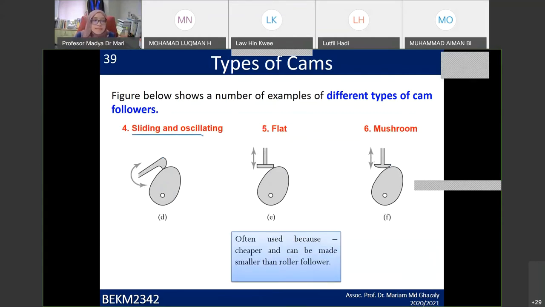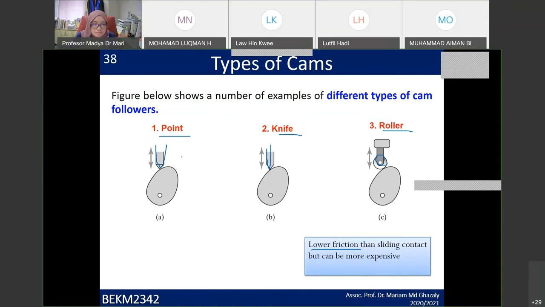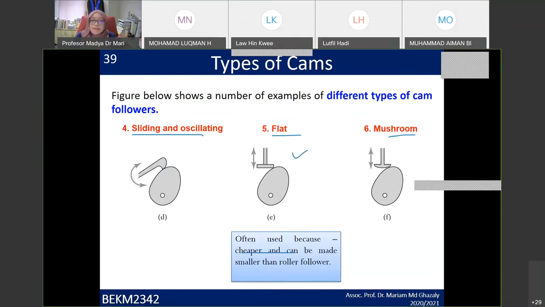Next we have the slider and oscillating, flat and mushroom types. Normally, if users don't want a point or knife type, they will go for the flat type because it is cheaper and easier to fabricate. So later for your IDP project or even your PSM project, you can make your own cam and follower. You can use a 3D printer to print the cam and the follower and just attach the motor to the shaft. Then you can rotate the cam and look at the positioning. So this is an example of where you can use these devices.